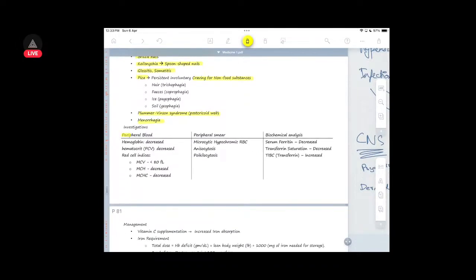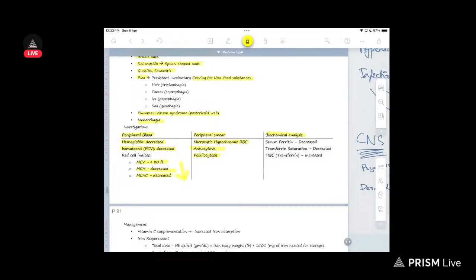So investigations: you can do peripheral blood, peripheral smear, and biochemical analysis. In peripheral blood, hemoglobin will be decreased, hematocrit will be decreased, anemia. Red cell indices: mean corpuscular volume will be less than 85 femtolitres. MCH will be decreased, MCHC will be decreased. Everything will be decreased. And in peripheral smear, you have microcytic hypochromic RBCs. You can have anisocytosis and poikilocytosis.